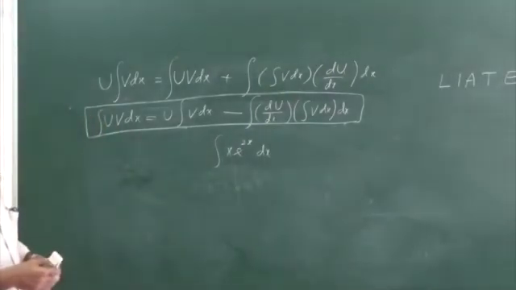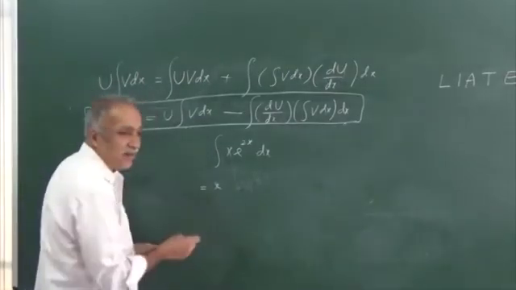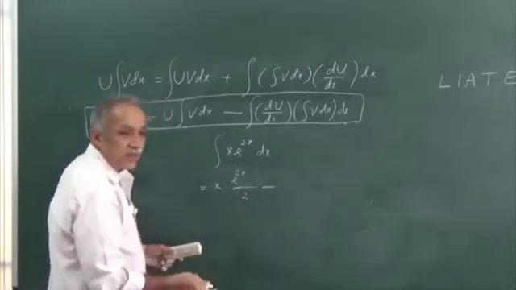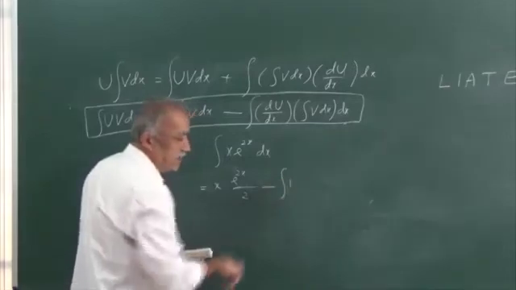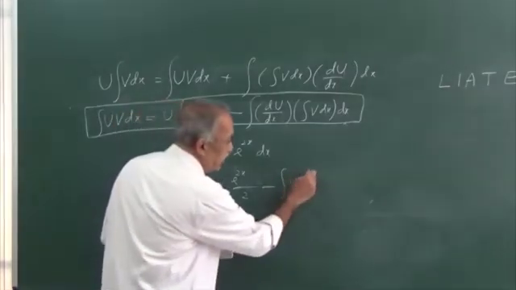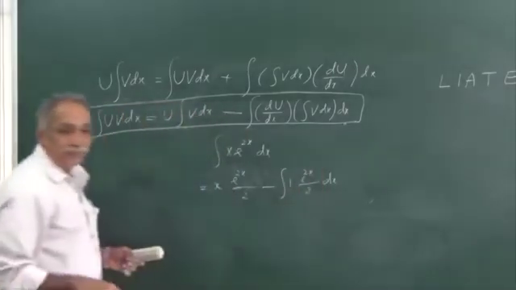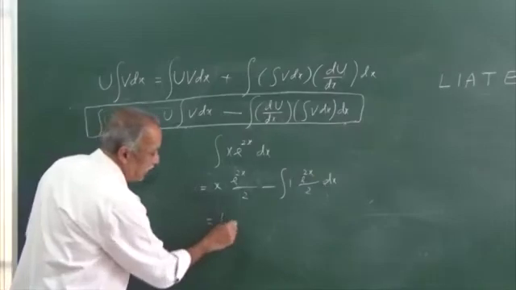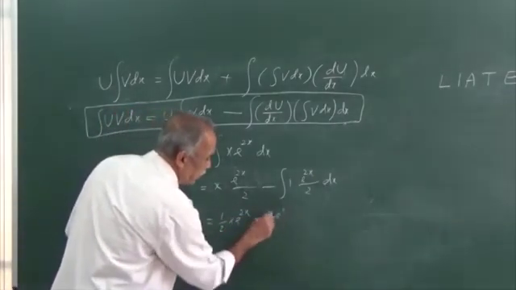Okay. Shall we finish this? First function into integral of the second, minus integral of derivative of the first one, integral of the second, this much dx. And so your answer will be half x e to the power 2x minus e to the power 2x by 4.